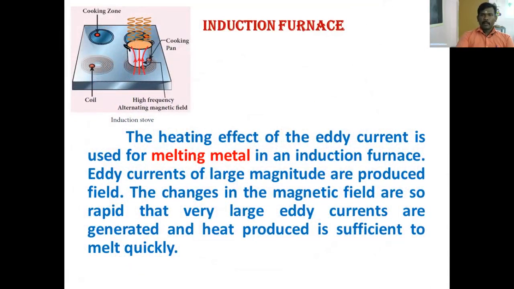And the second one is the induction furnace. This device is used to produce an enormous amount of heat to boil any material, or if you want to melt any metal or any device, we can use the induction furnace. The induction stove and induction furnace are devices used to produce an enormous amount of heat energy.